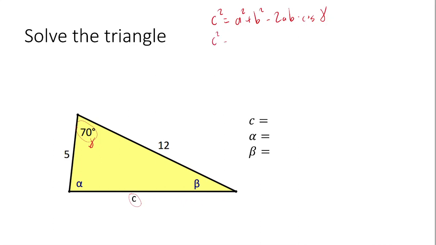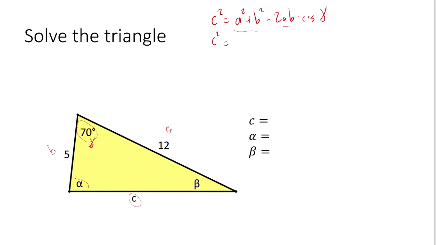C squared is equal to a squared, so we'll call this a, this b. It doesn't matter which one you call a and b in any of these cases, because you have addition, which is commutative, and multiplication, which is commutative. But let's label them the way we have, because a is usually opposite angle alpha and b is usually opposite angle beta. Well, not usually, but kind of always.